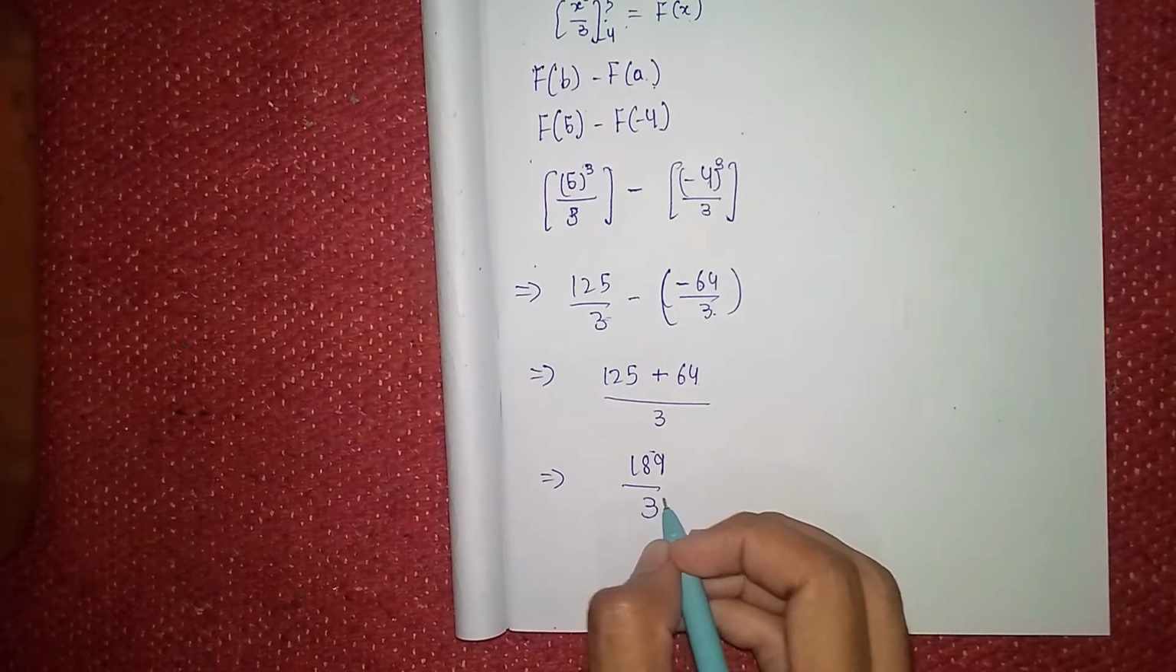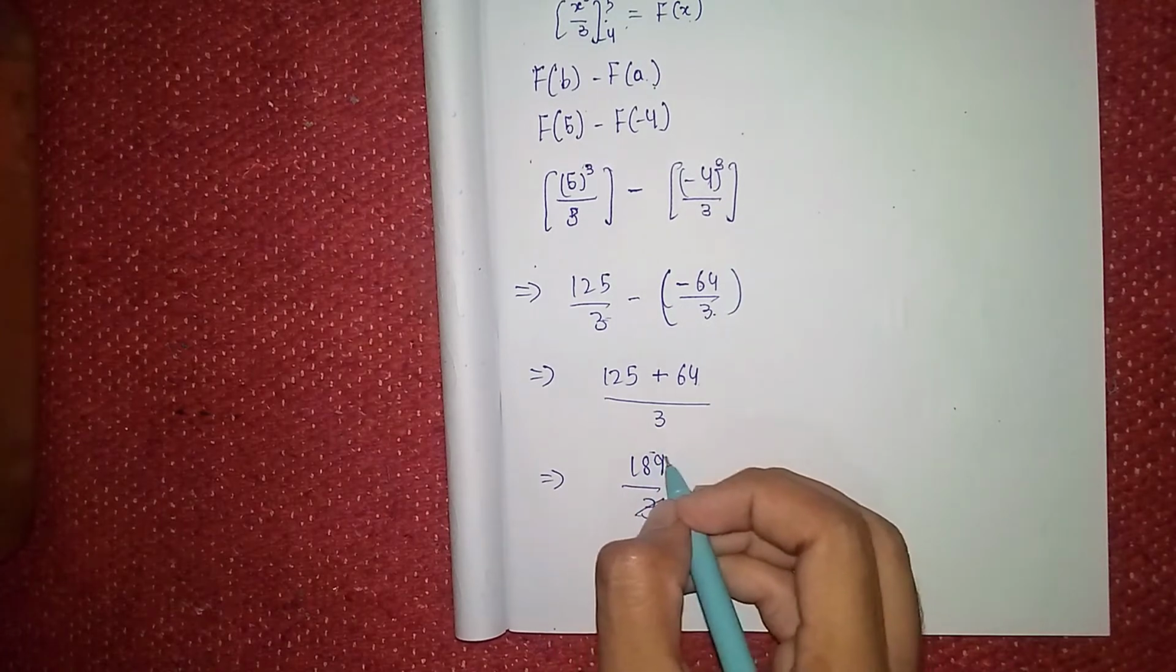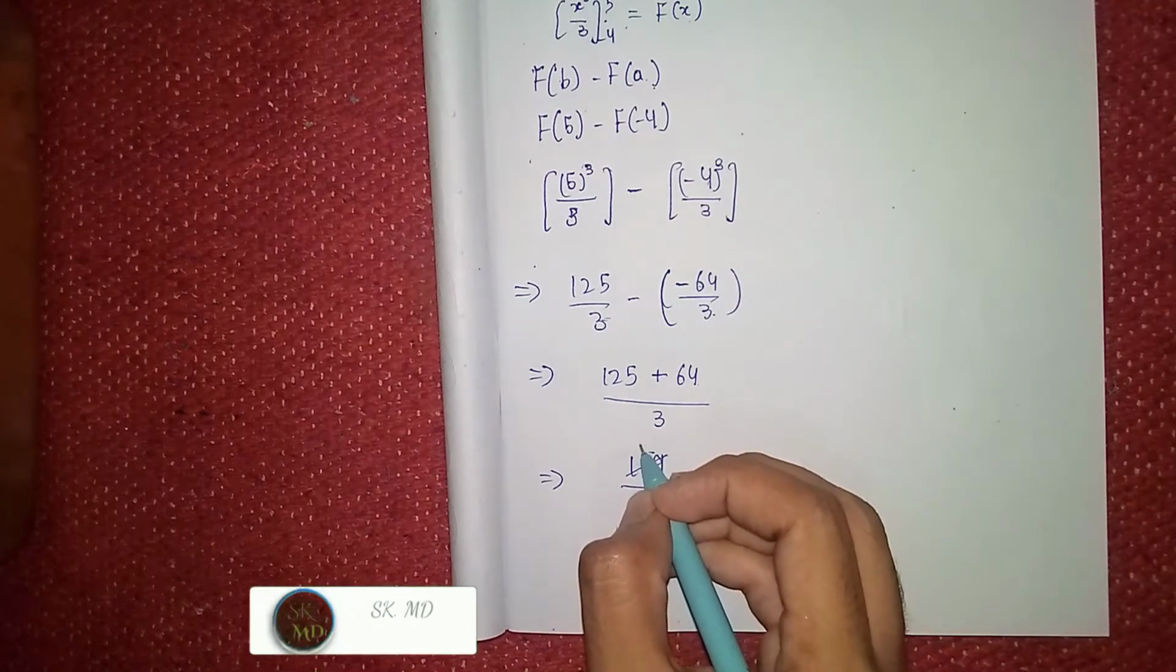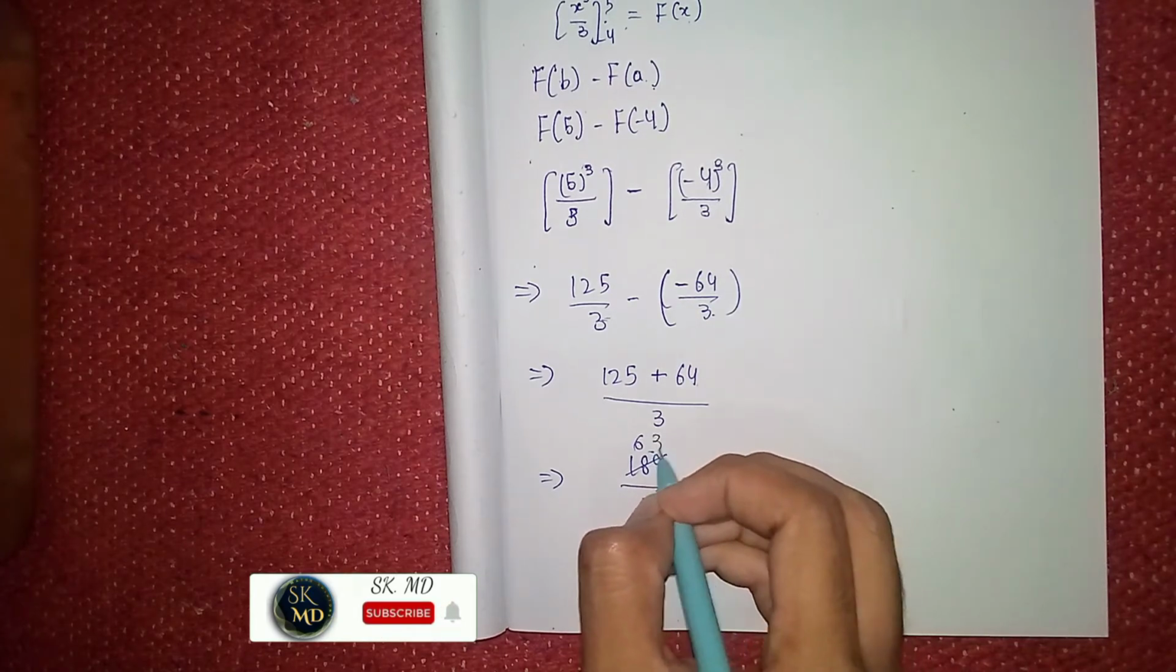Now here, cross, it gets cancelled. 3 ones are 3, 3 sixes are 18, 3 threes are 9, so it becomes 63.